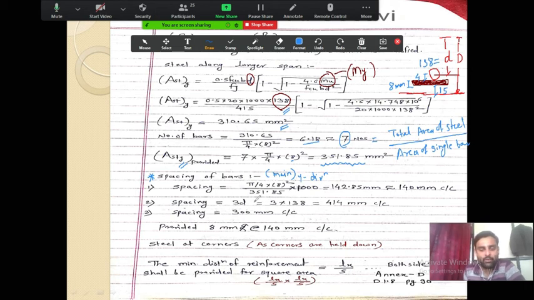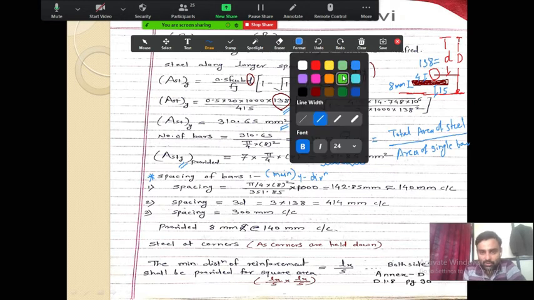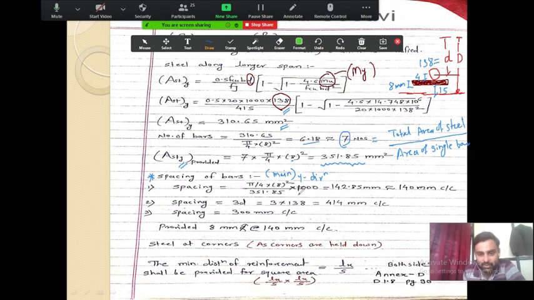Area of one bar divided by total area of steel multiplied by 1000. 1000 is nothing but width. I am always telling you this because I know where the mistakes are made. Here we have assumed 1 meter, that is why we multiplied by 1000. So our width is 1000 in this case. 1000 is not a constant value. You should not always multiply by 1000. You always multiply by the width.